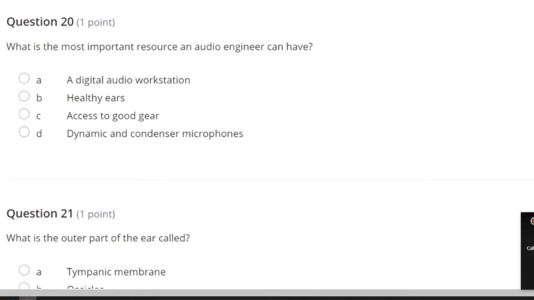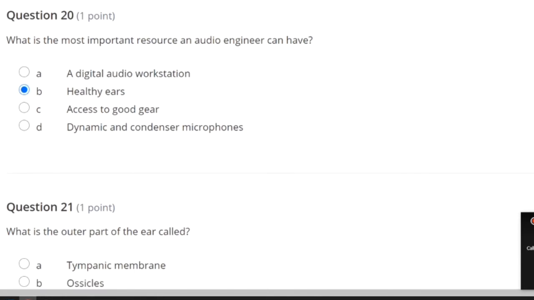Question 20. What is the most important resource an audio engineer can have? A, a digital audio workstation. B, healthy ears. C, access to good gear. Or D, dynamic and condenser microphones. Well, A, C, and D are all very nice, but unless you have healthy ears, it's impossible to make any sense with professional audio gear.